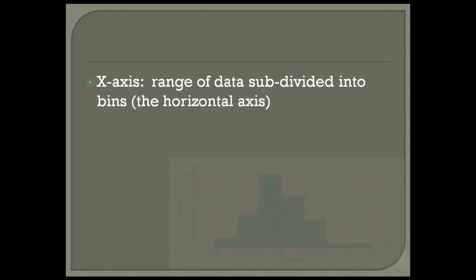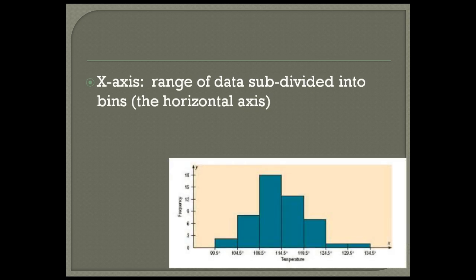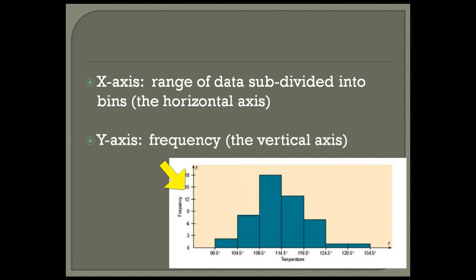Now when we draw our histogram, we use the familiar X and Y axis. In our histogram, the X-axis is the range of data subdivided into bins. The X-axis, as always, is our horizontal axis, or the axis that goes from left to right. The Y-axis is the frequency, and that is our vertical axis.